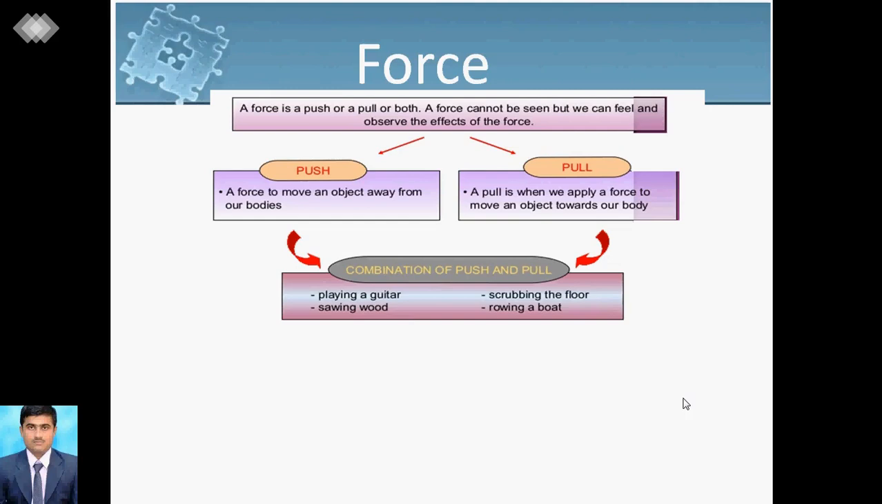So here we can use a push when we move an object away from the body, and a pull when we apply force to move an object towards the body. So this is regarding the pull. Some examples of this are playing the guitar, sawing wood, and rowing a boat. So that is an example of force.